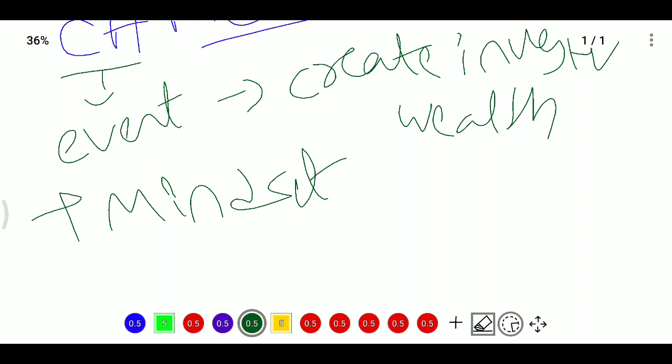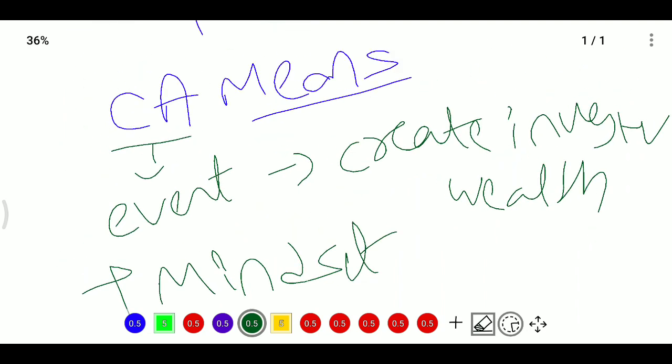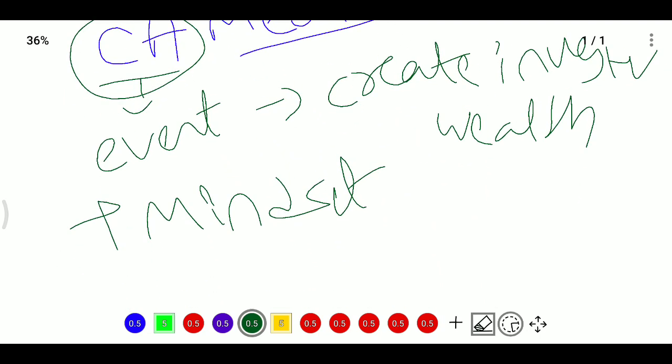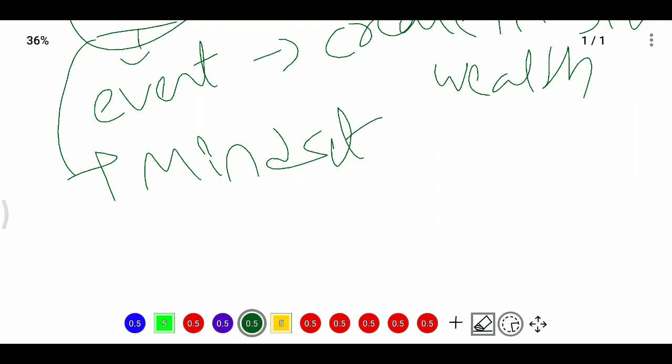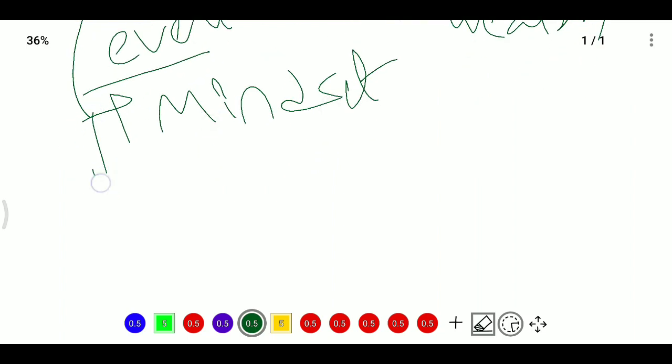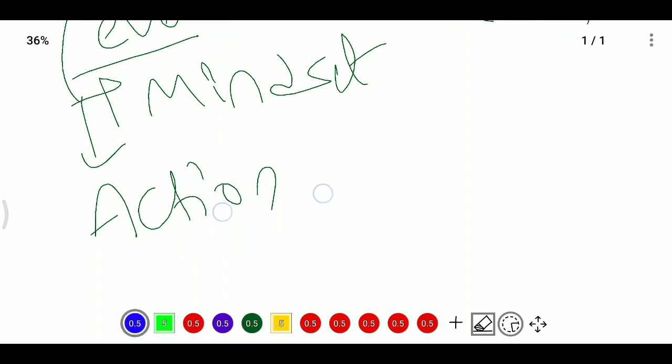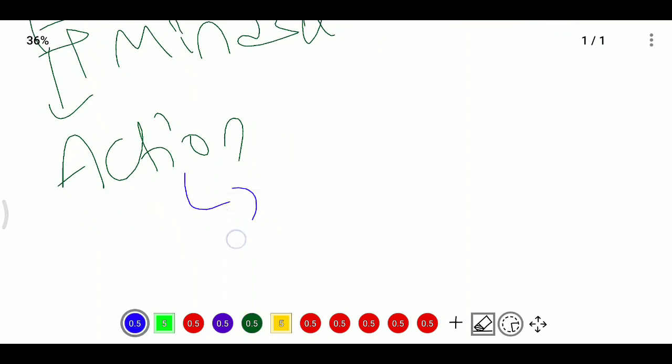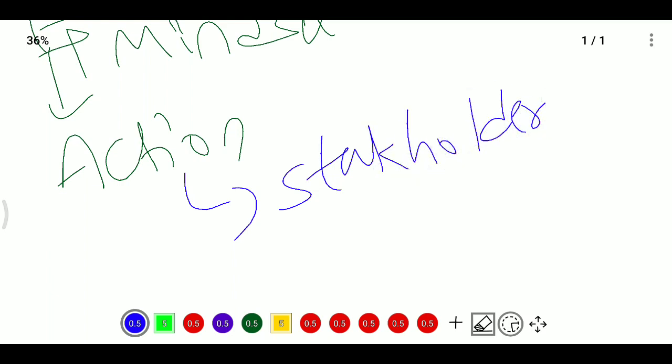Here, what is meant by corporate action? Why does a company announce this type of corporate action? Corporate action means it is an action taken by the company. Mainly, listed companies do this, and that action will impact the stakeholders of the company. The stakeholders may be the shareholders or bondholders, etc.